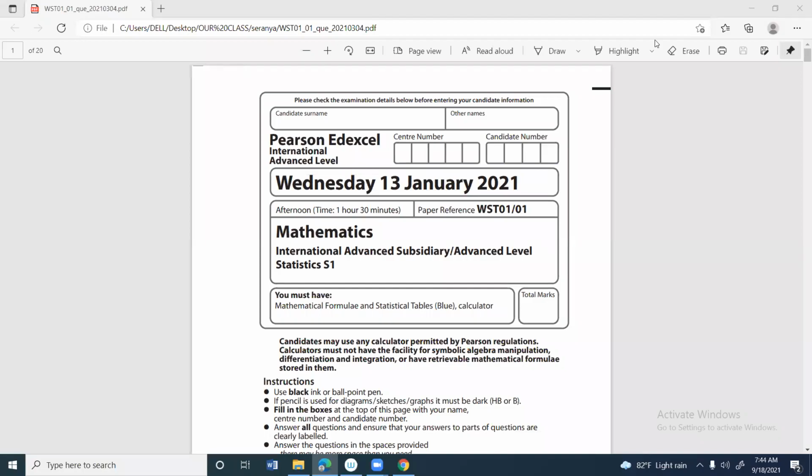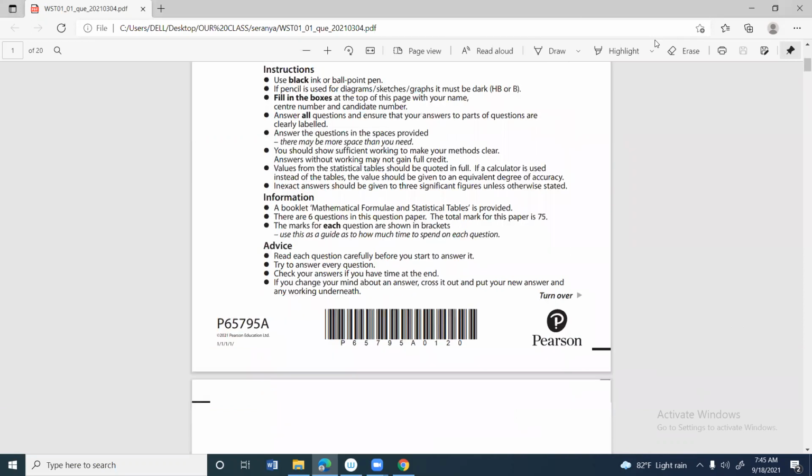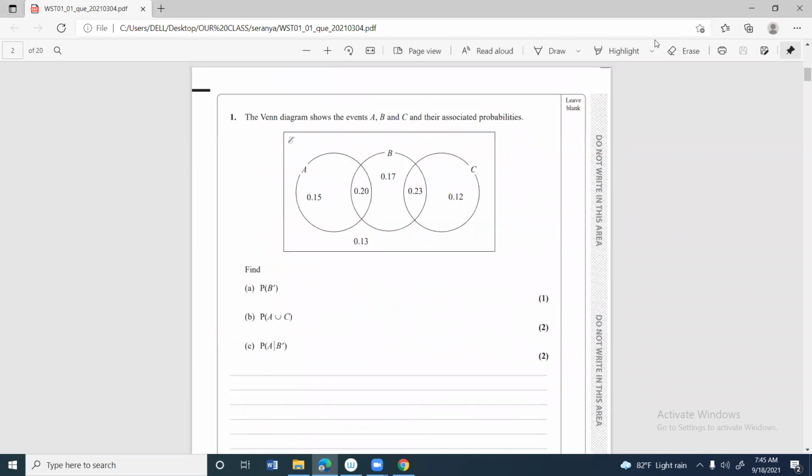Okay, but then let's start from this 2021 January paper. That's what to understand. The first question: the Venn diagram shows events A, B, C and associates them with probabilities. The first case is that when you come up with A and C, there is no intersection between A and C. Therefore, sometimes they might ask whether A and C are mutually exclusive, because there is no intersection between those two.